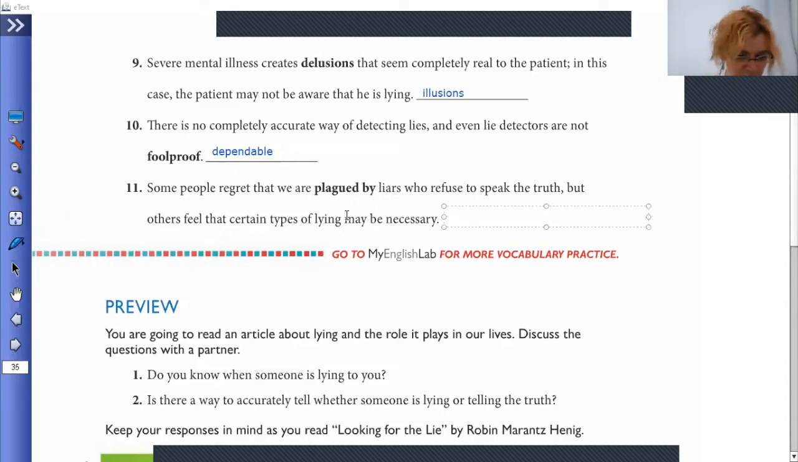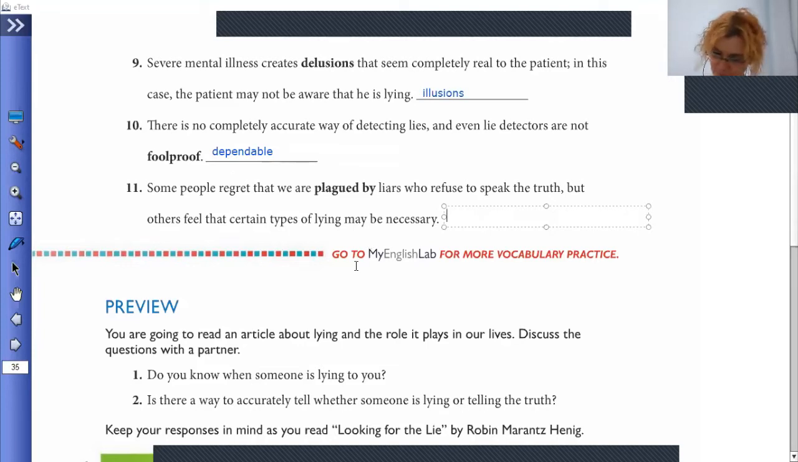Cool. Okay, we go to Sam Ryan. Can you do number 11?